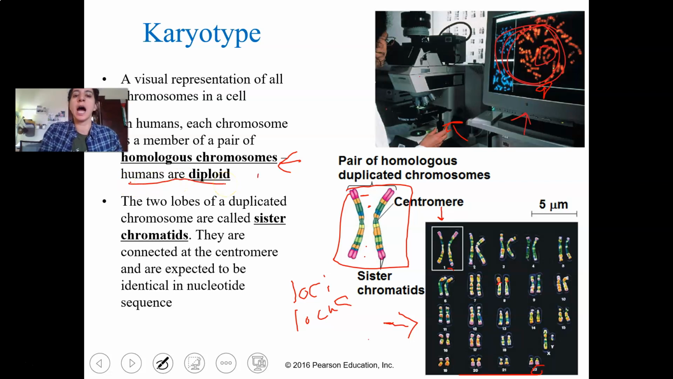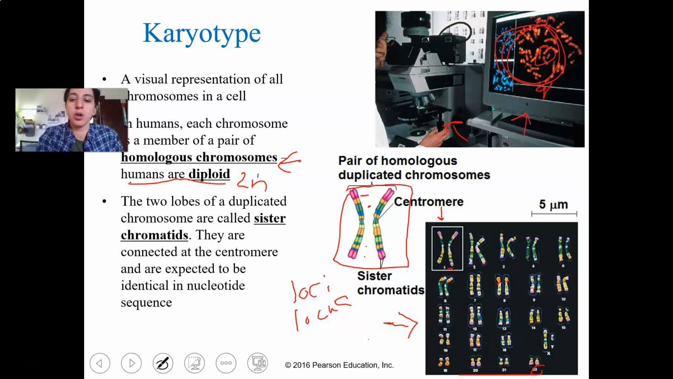Humans are diploid, right? We are 2N. Okay, and we're going to talk about haploid cells when we talk about meiosis, okay?